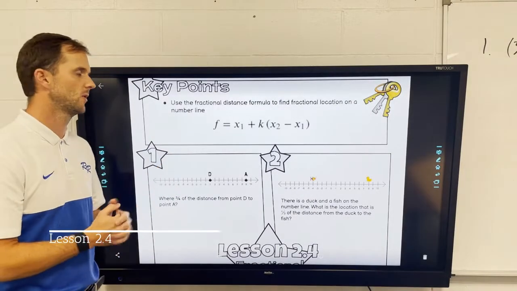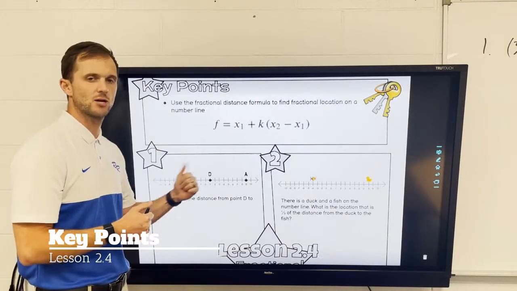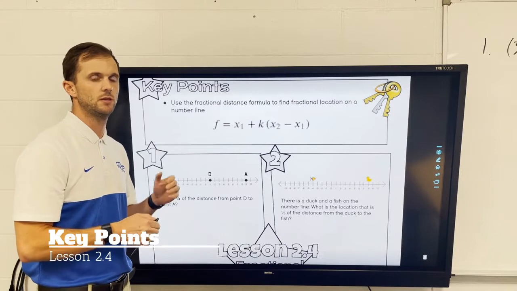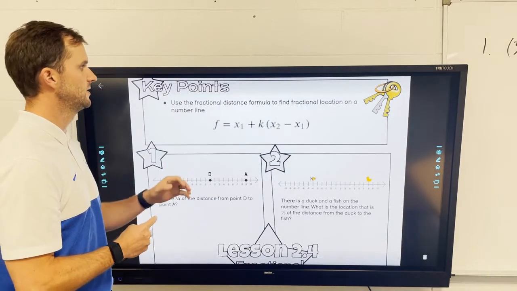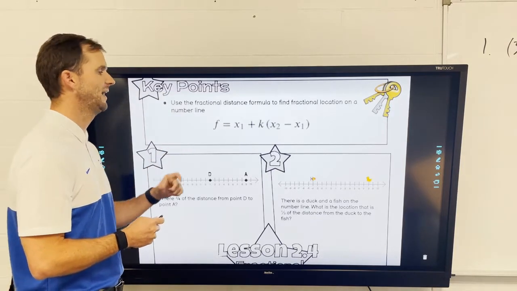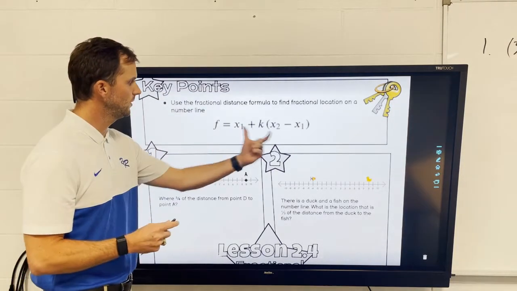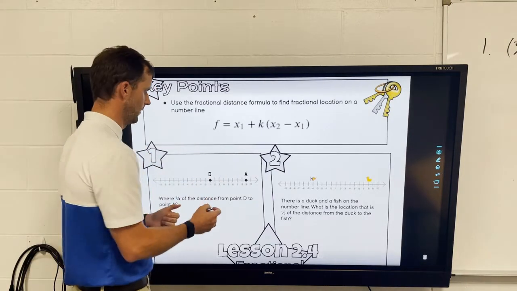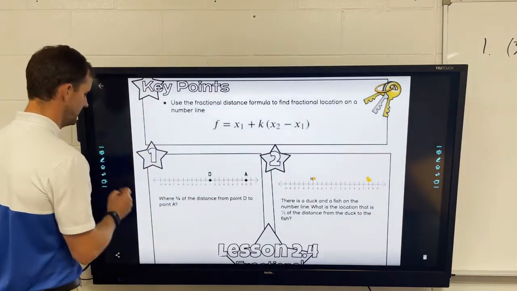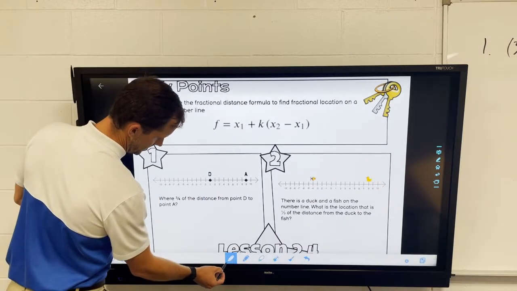The key points that we're going to look at today is the actual formula that you're going to be using to find fractional distance. It says use the fractional distance formula to find the fractional location on a number line. Right here, x1 is going to be known as your starting point. Let me get my pencil here.